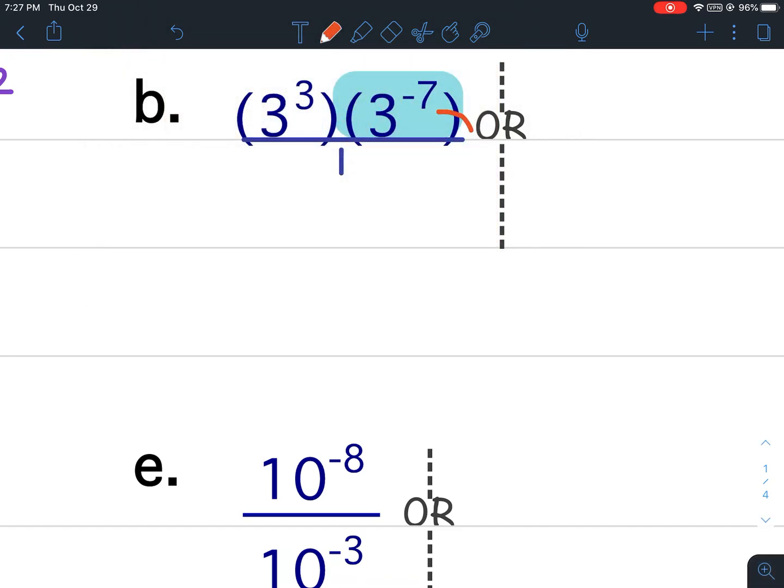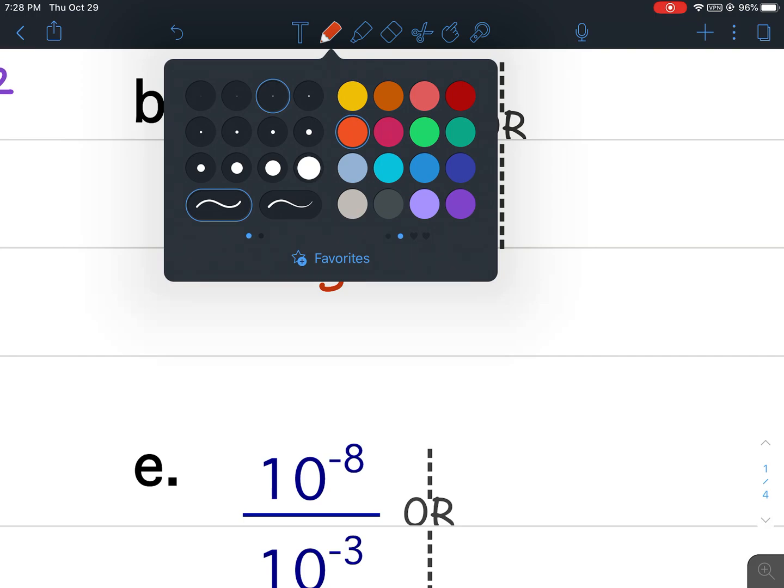So I'm going to move that to the denominator. Anything that has a positive exponent stays where it is. If it has a positive exponent, don't move it. So in other words, the 3 to the third would stay in the numerator, and the 3 to the negative 7 would move to the denominator, and the 7 would become positive. Now I'm ready to divide.